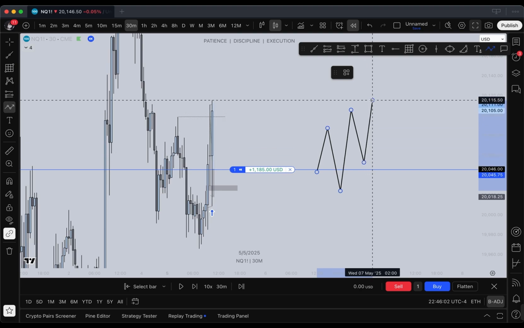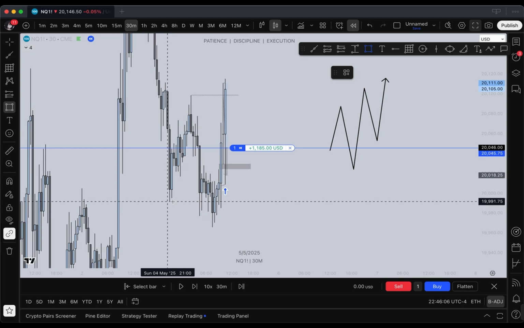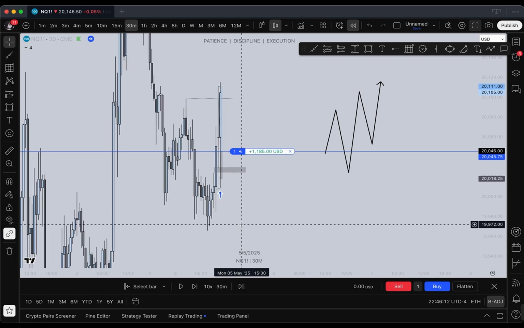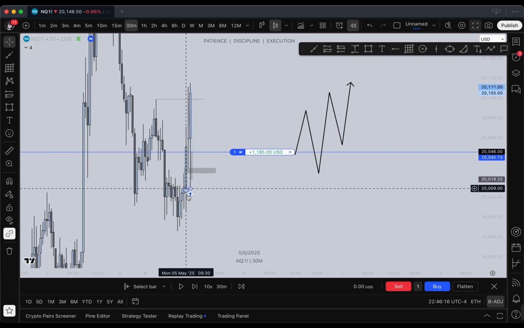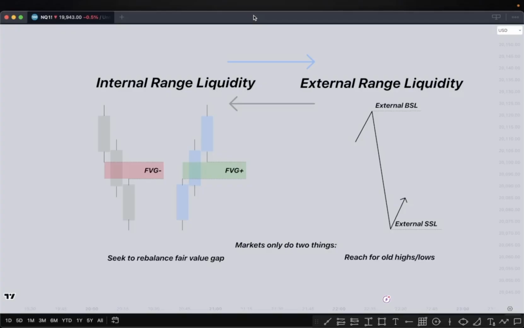So after sweeping this ERL down here, what did we leave? IRL. We retrace into IRL, take ERL again, validate this, take this ERL. What do we do? Retrace into IRL, take this ERL. I know it sounds really confusing. I'm saying it over and over, but this is a cycle. This is what it is. It repeats. So yeah, that's the video.